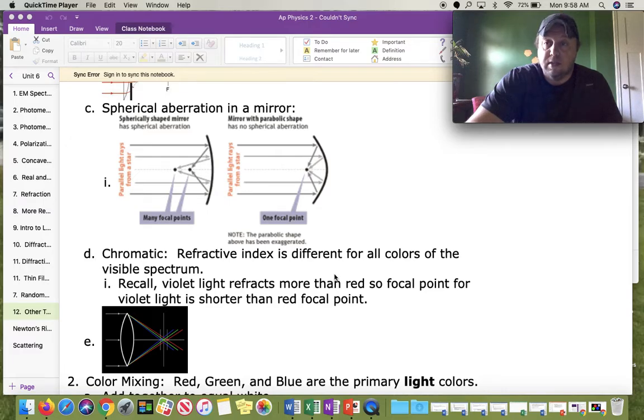Once again, this is not going to happen on mirrors, but it will happen with a lens due to the refractive index, remember, is going to be different for all colors of the spectrum.